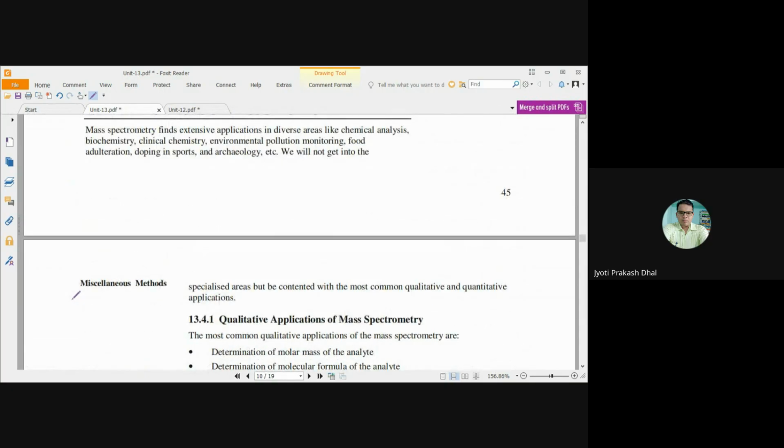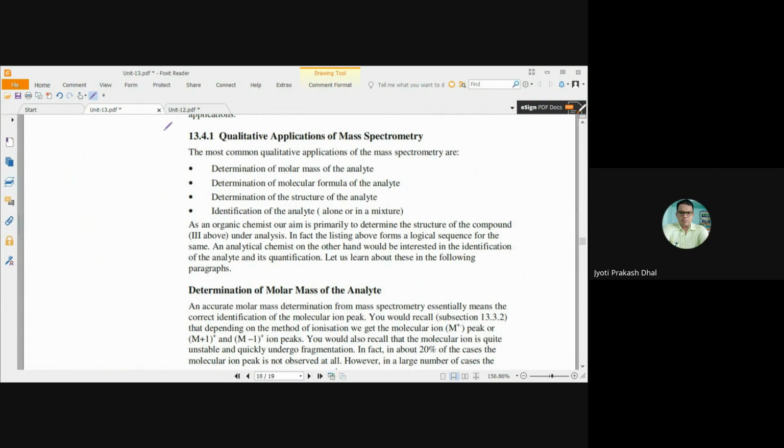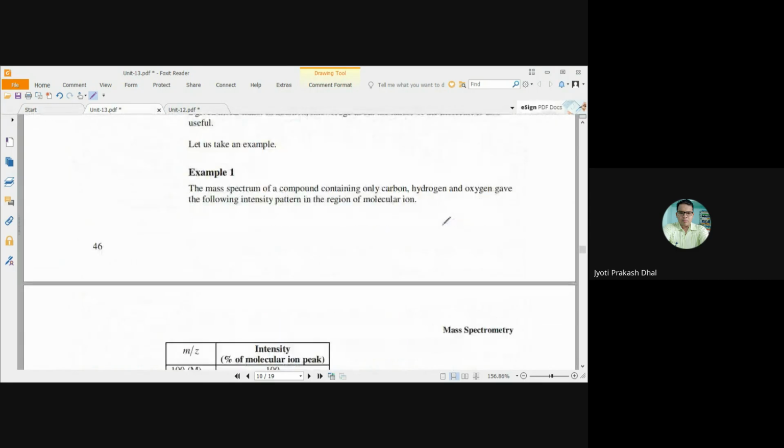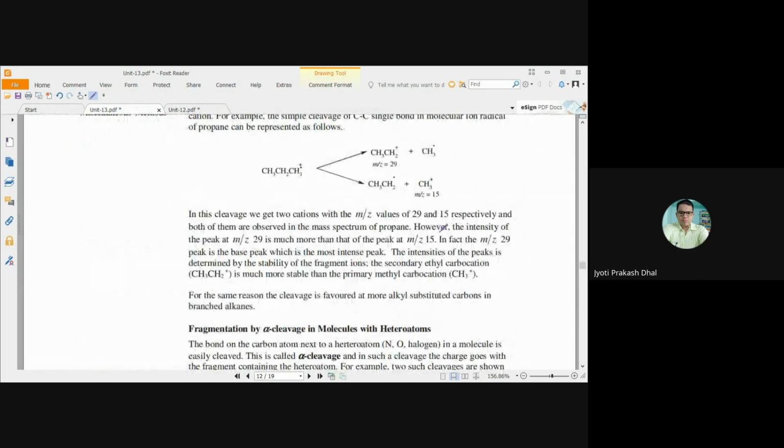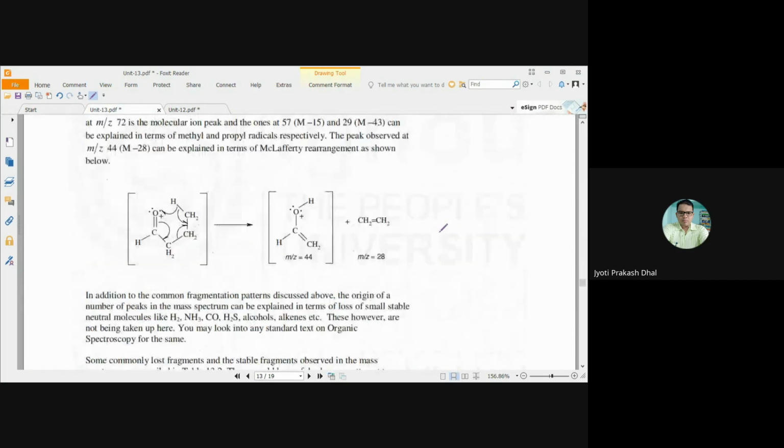Now, applications of mass spectrometry. The first one is qualitative application. The most common qualitative applications are determination of the molecular mass of the analyte, because the analyte is unknown, so from this we can determine the molecular mass; determination of the molecular formula of the analyte; determination of the structure of the analyte; and identification of the analyte. So these are the applications. You can go through the applications.